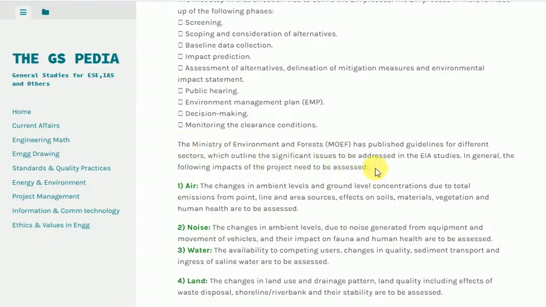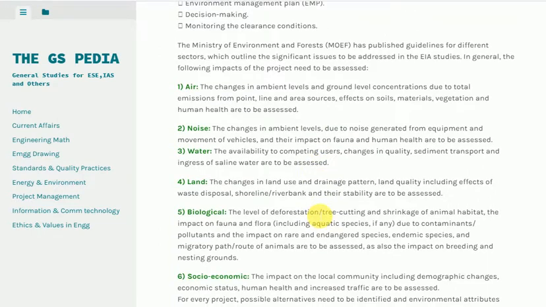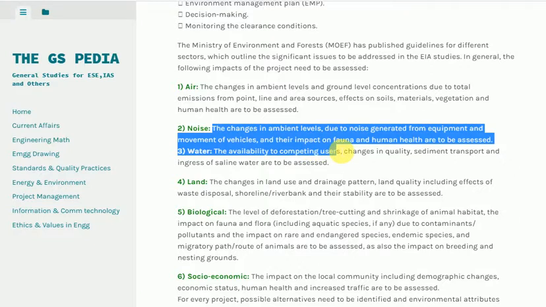In general, the following impacts of the project need to be assessed. 1. Air. The changes in ambient levels and ground level concentrations due to total emissions from point, line and area sources, and effects on soils, materials, vegetation, and human health are to be assessed. 2. Noise. The changes in ambient levels due to noise generated from equipment and movement of vehicles, and their impact on fauna and human health are to be assessed.